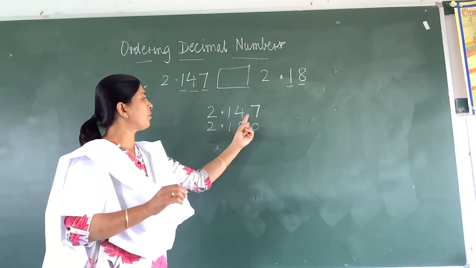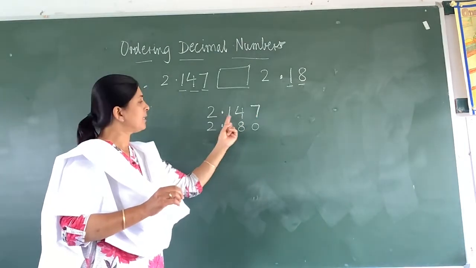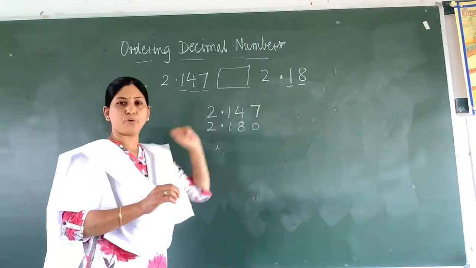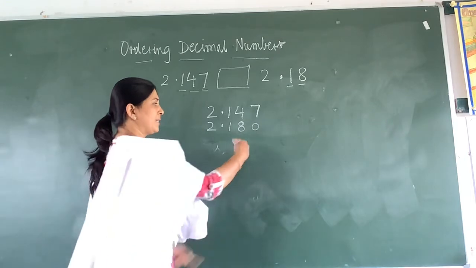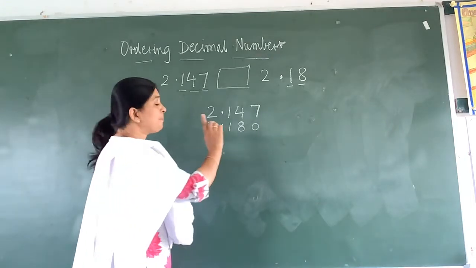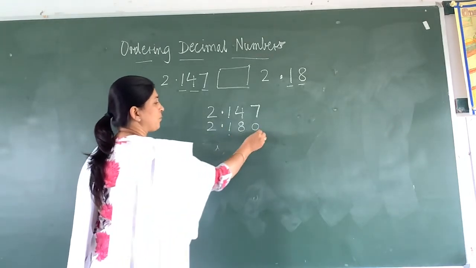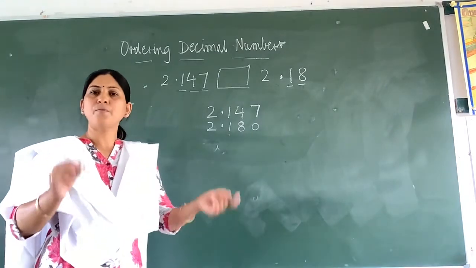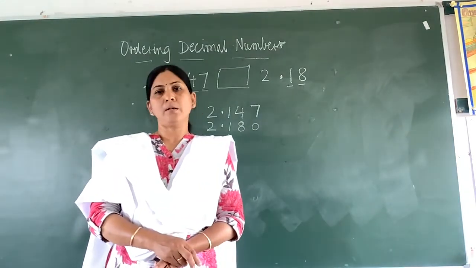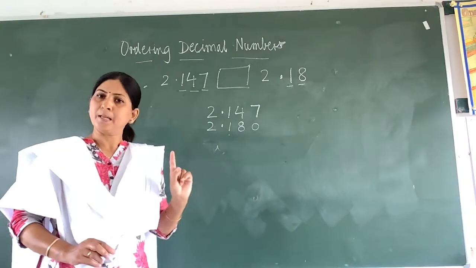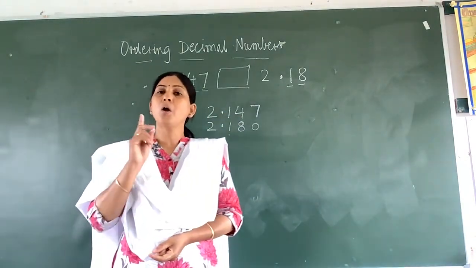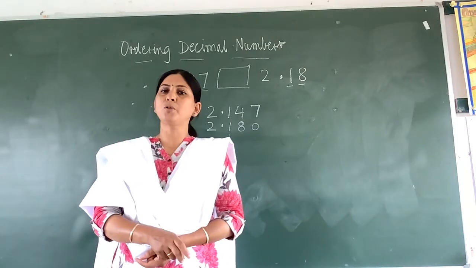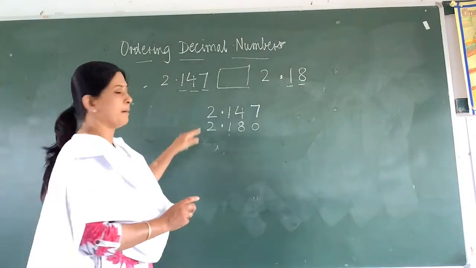See, 2.147 has 147, 3 digits after the decimal point, 3 decimal places. Now 2.18, when we added one 0 on the extreme right hand side of the digit after the decimal, also has 3 decimal places. So we have converted them into like decimals. After converting them into like decimals, we will compare the whole number part.